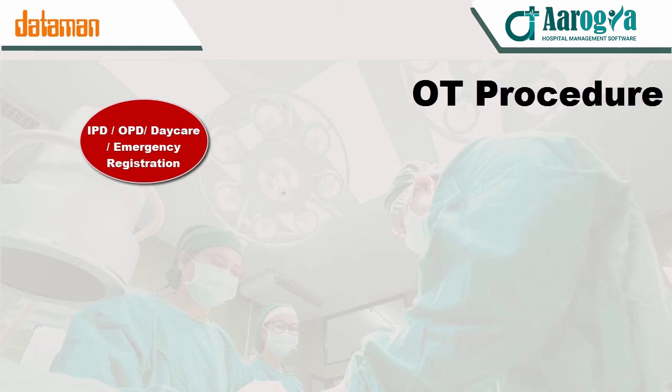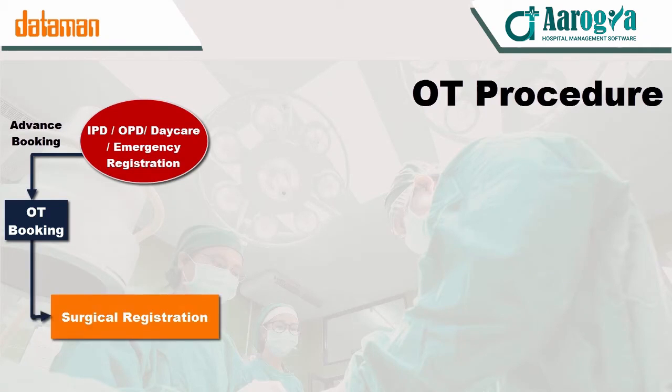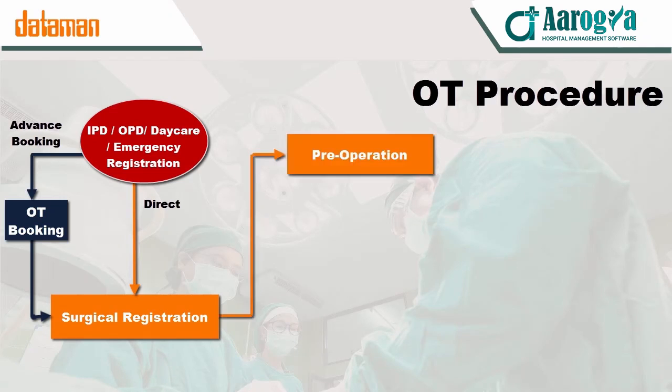If the patient's operation is scheduled for the next day or is an advance booking, then we can manage or schedule all the operations through OT booking entry. After that we do surgical registration. If the patient is ready for operation, then we directly do surgical registration. Then we do pre-operation entry to store information of pre-operation checkup, like temperature, BP, weight, pulse, etc. When the patient is wheeled in for operation, we do wheel in entry to track the time of wheel in.